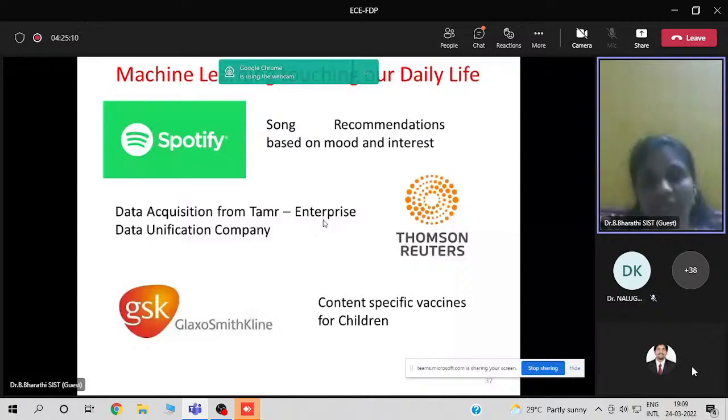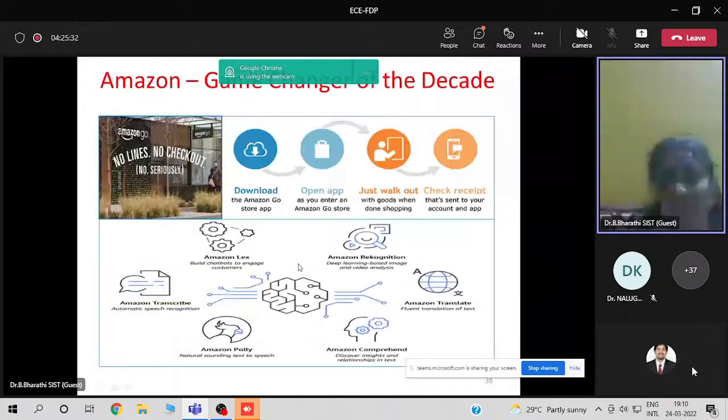And in the field of medicine, we are talking about specific medicines for children. It is not one vaccine for all. Now people are working on customer-specific vaccines, a vaccine which is specific only to a target group. GlaxoSmithKline is working on this product. These are just examples.